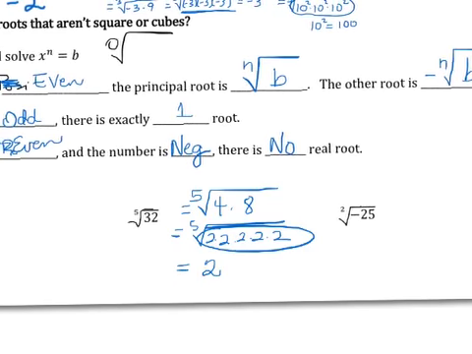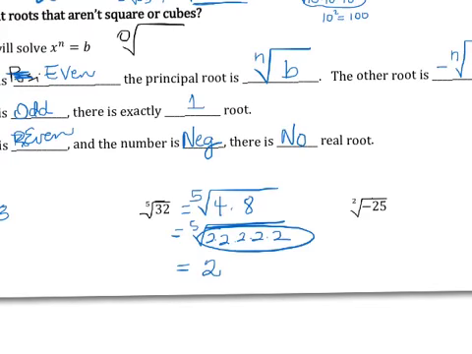And then the last one. Let's look at this last one. The square root of negative 25. My rule says that if you have an even root and a negative number, there's no real root, because that would require having 2 identical numbers multiplied together to give you a negative, and that's not possible, because 2 positives make a positive and 2 negatives make a positive. So your answer here is no real root. There is a root, it's just not a real number, and you're going to learn about that later.